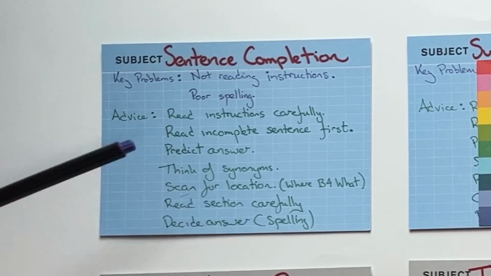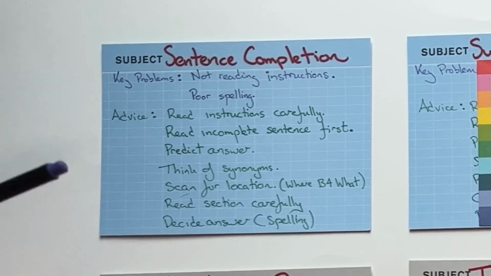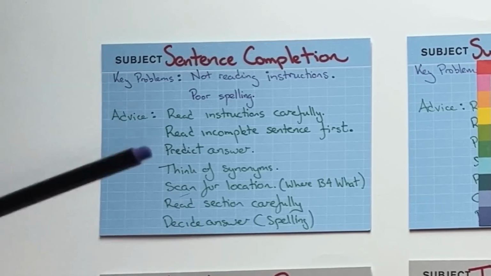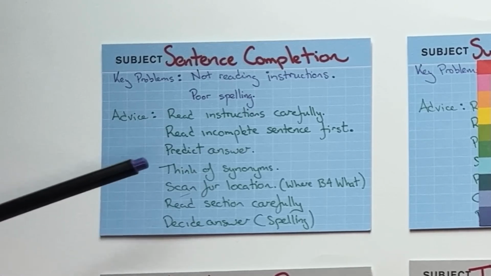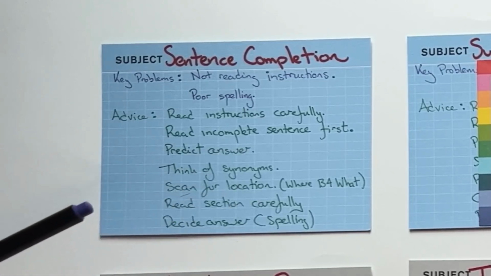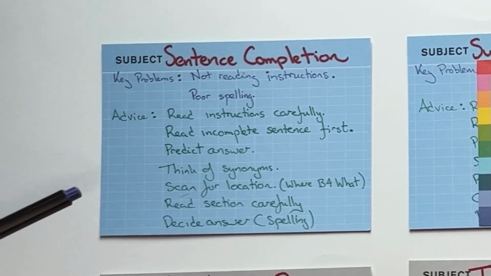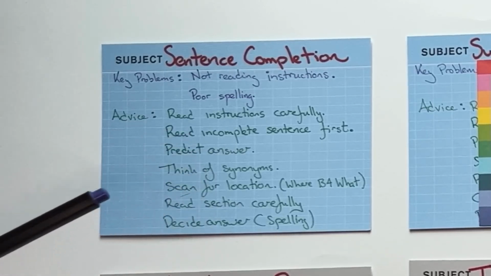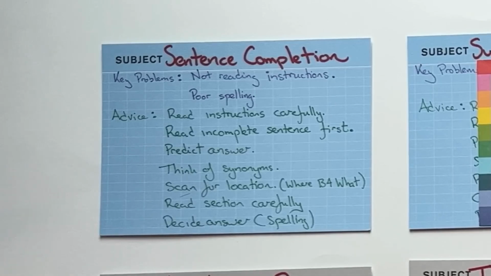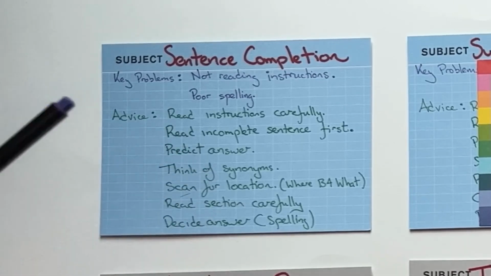Even if your predictions are wrong, that doesn't matter, because what you're doing is priming your brain to receive the correct information. It really does help. And often when you make a prediction, the exact thing that you predicted will come up, or something very, very similar. Now, for sentence completion, there might be synonyms. So again, this is why we make predictions. Think of the different synonyms that might come up related to your predictions, but also you're going to next scan for the location of the correct answer.